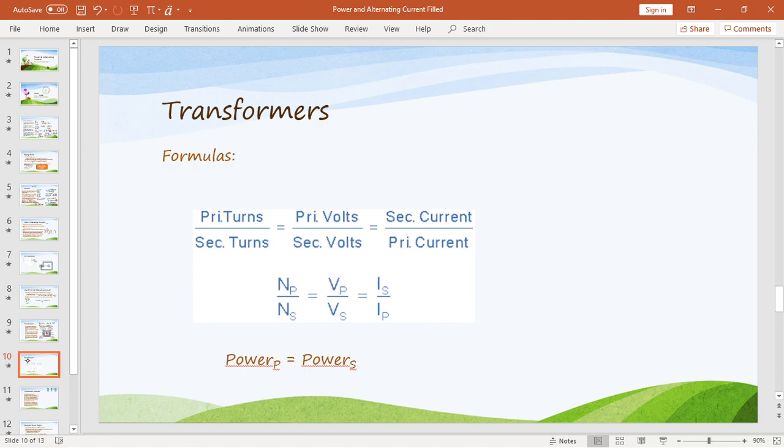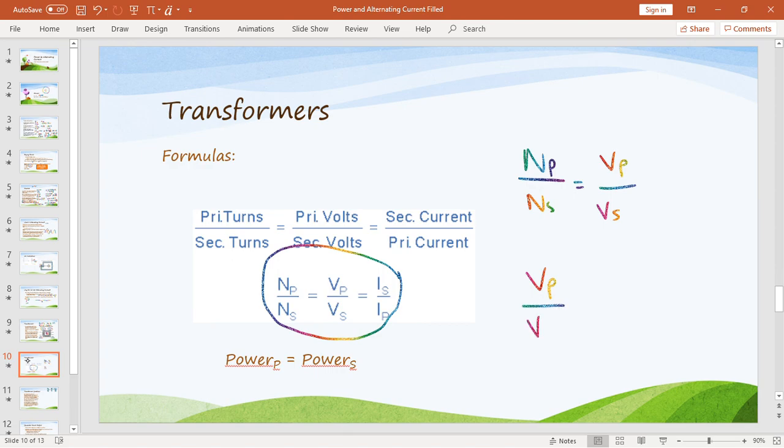Okay, so the formulas are here. Now, when you do this, you're always going to be solving either your NP over your NS is equal to your voltage primary over your voltage secondary. You're going to be setting up a ratio. You won't have a string of all three. And then if you want to solve for current, you'd write another one. The most important thing to notice here is that these are directly proportional. The more turns, the more voltage.